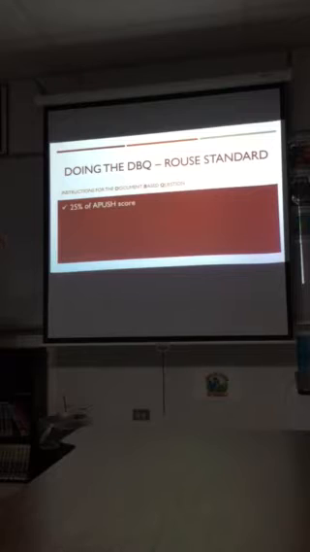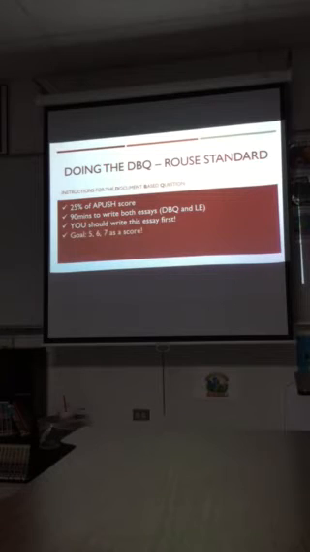Now, when we talk about the DBQ, what you need to know is it's 25% of your AP score on the exam. You will have 90 minutes to write the DBQ and the long essay. Both essays have to be done in an hour and a half. Write the DBQ first. You get that done and then you can focus on the long essay. There's no reason why, if you follow this plan, you shouldn't be able to get a 5 or 6 or 7 on your DBQ. The secret to the whole thing is planning.